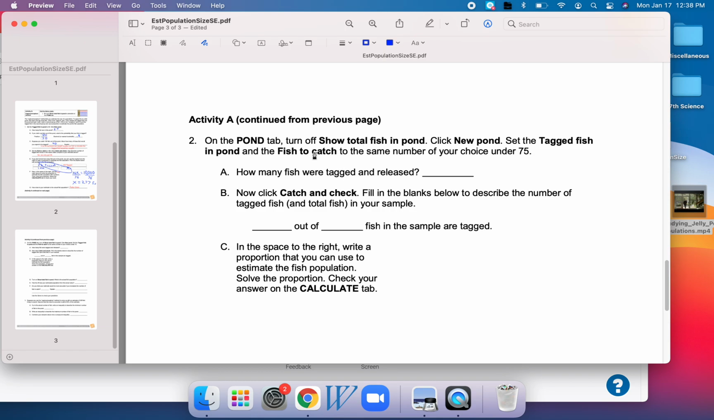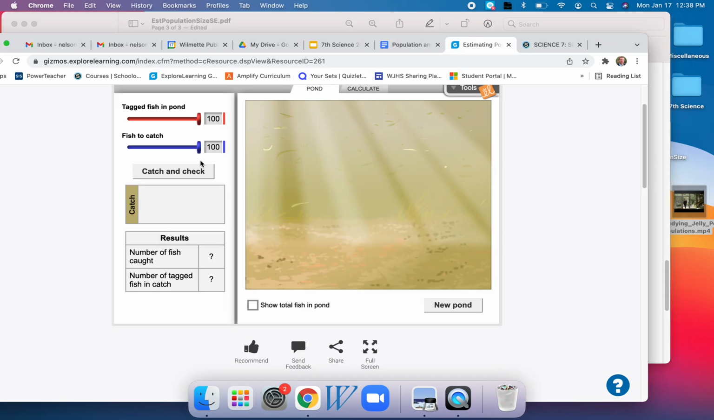And for this last problem, select on the pond tab, show total fish in the pond. Click the pond, set the tagged fish in the pond and fish to catch to your choice under 75. How many fish were tagged and released? So for fish to catch, I'd say let's set this under 75. Let's just go maybe 40. And your fish to catch like 50.